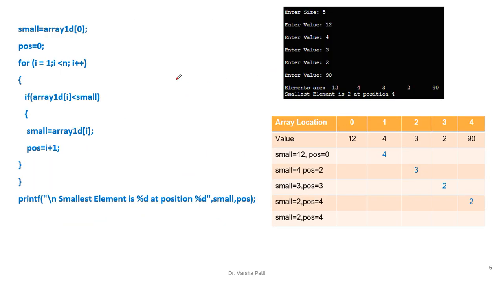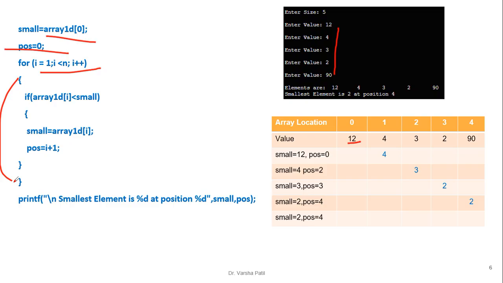Now I will again explain with the example. See, these 5 elements we have accepted: 12, 4, 3, 2, 90. Now we will take the first element as the small element. Small is equal to array 1D of 0, that is, whatever element is at the 0th location is assigned to small, and after that position is equal to 0. Now we will start the for loop with i equal to 1, i less than n, i plus plus.